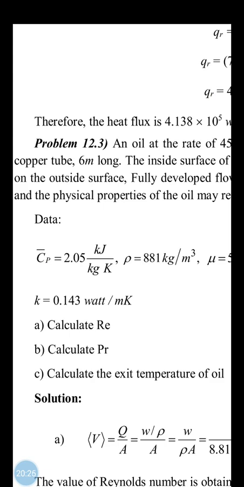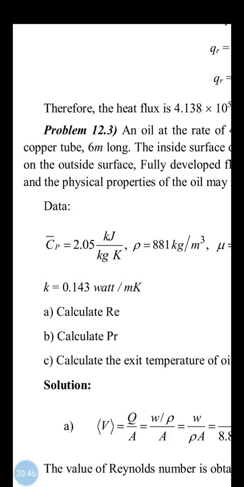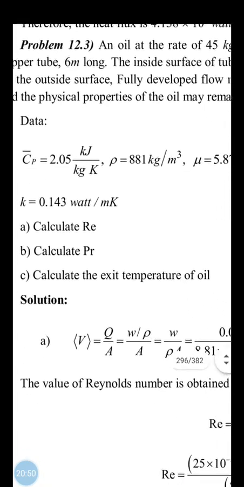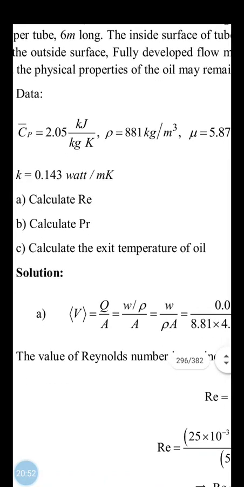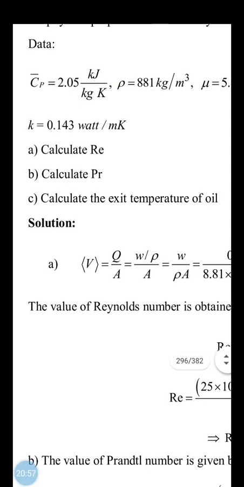The inside surface of the tube is maintained at 102 degrees Celsius by condensing steam on the outside surface. Fully developed flow may be assumed throughout the length of the tube, and the physical properties of the oil may remain constant at the following values. Data given is Cp bar in kilojoules per kg Kelvin, density and viscosity. Thermal conductivity is also given. You have to calculate the Reynolds number, Prandtl number and the exit temperature of the oil.